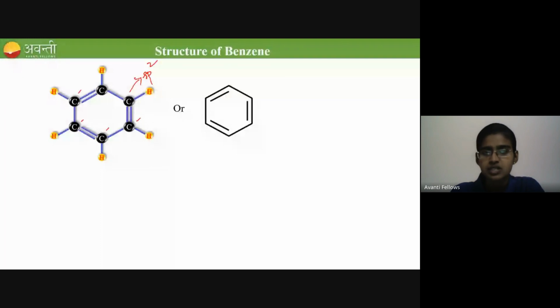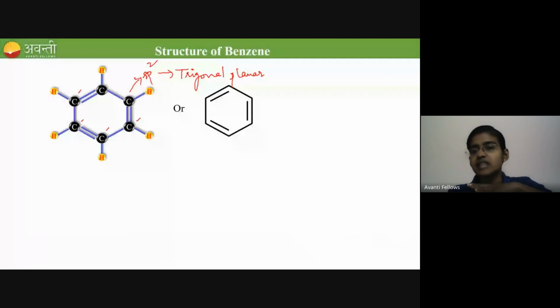So what is the geometry for sp2 hybridized system? It is trigonal planar, right? So everything is there in the same plane, xy plane. Got it? So this is the structure of benzene ring, you all would be knowing. And if the carbon is sp2, the geometry is trigonal planar, and there are 3 sigma bonds and 1 pi bond around each carbon. 2 sigma bonds are between carbon and carbon, and 1 sigma bond is between carbon and hydrogen.